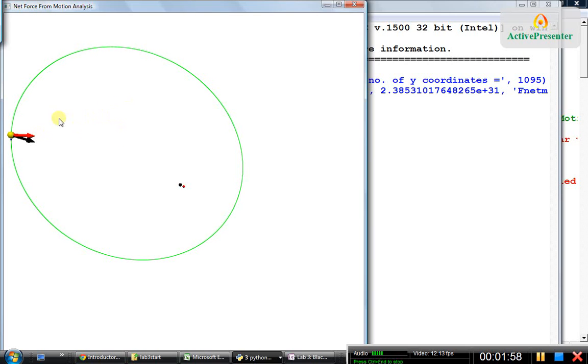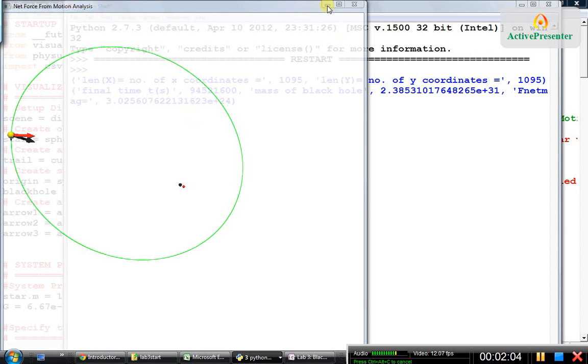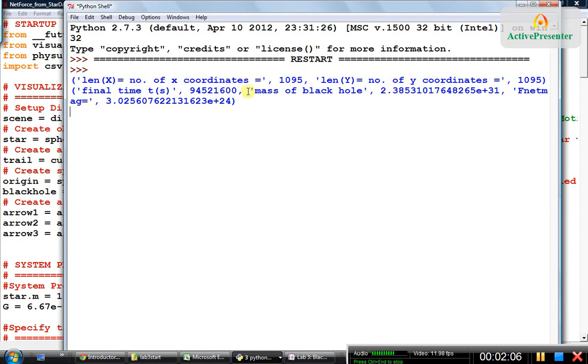So the simulation is working fine. Now we are supposed to calculate the mass of the black hole. At the final instant of time, you can see that the program generated the output that the mass of the black hole is 2.38 × 10^31 kg, and the magnitude of the net force acting on it was 3.0 × 10^24 newtons. Everything is in SI units in this program.